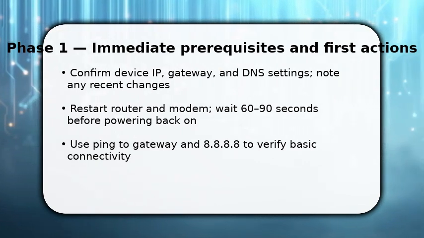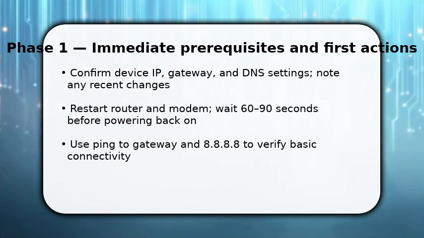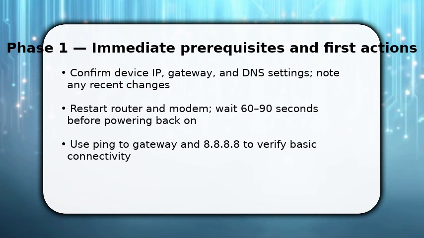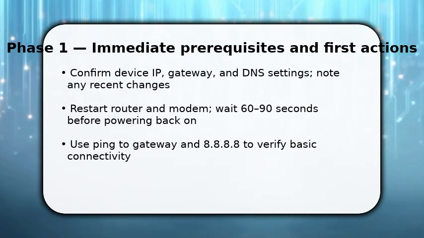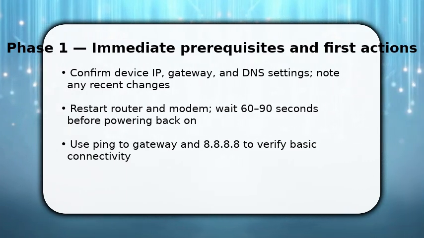Next, run ping to the gateway and then to 8.8.8.8. This shows if packets leave your network. If pings fail, record the error messages. They guide the next steps. Make sure to work on a wired device first to eliminate Wi-Fi variables.